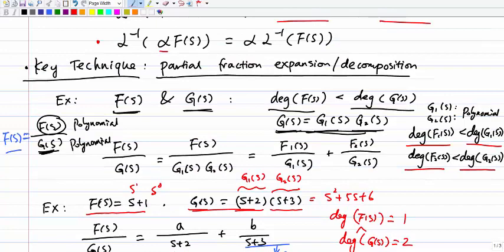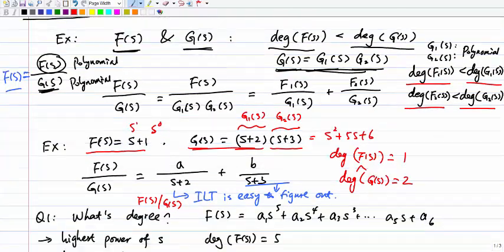According to the partial fraction expansion or decomposition, I can write F(s)/G(s) as something divided by s + 1, plus something divided by s + 2. Remember, this is basically F1, this is F2, this is my G1(s), and this is my G2(s). The degree of F1(s) must be less than the degree of G1(s). The degree of G1(s) is 1, because the highest power is 1. The degree of G2(s) is also 1. Less than that, it must be 0. The degree of F1(s) must be 0, which means it's a constant.